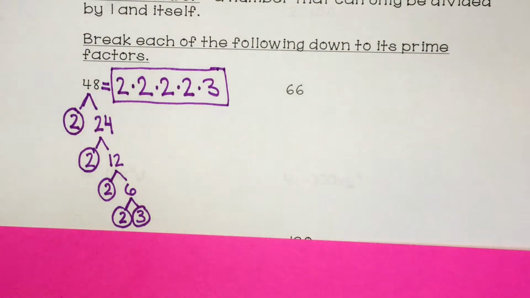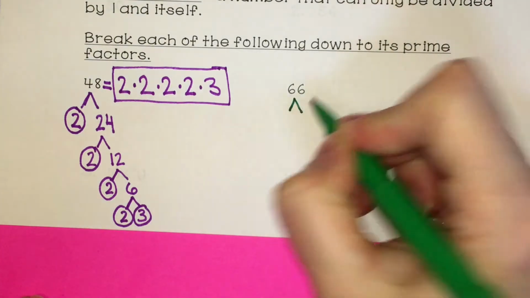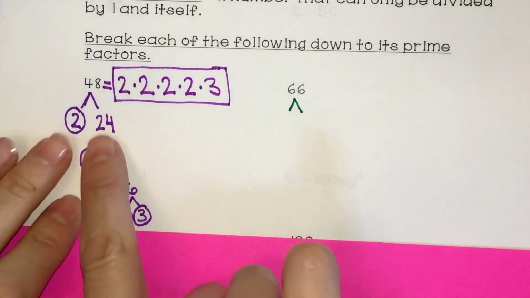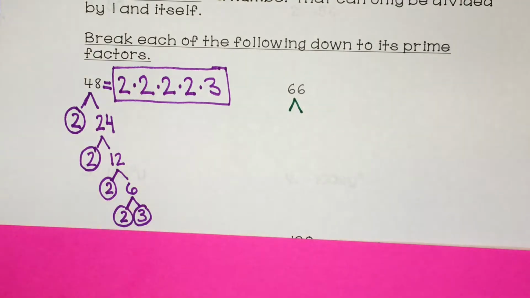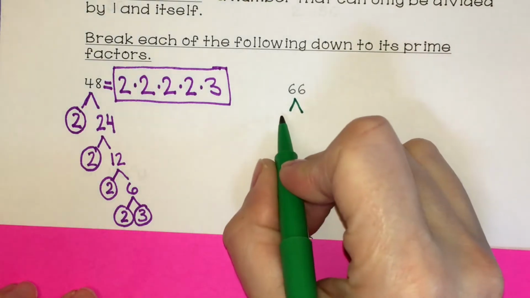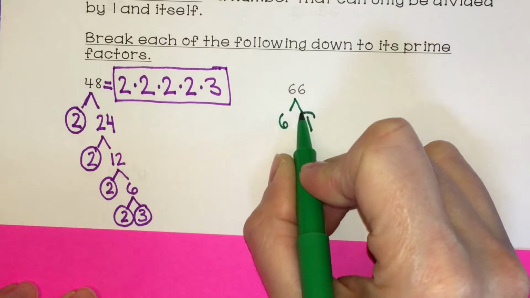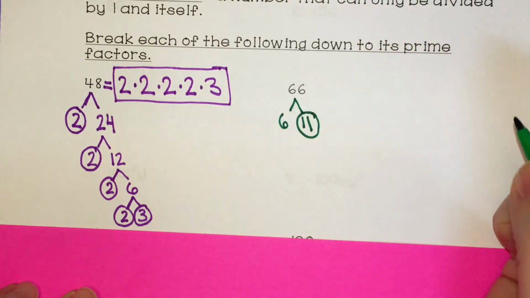Okay, so I'm going to try another one. So here I could say, well, 66 is even, so I can divide it by 2. And I could do it the same way that I did over here, but I'm going to do it slightly different. I'm going to say, well, 66, I know that 6 times 11 gives me 66. In this case, 11's prime. I can only divide 11 by 1 and itself.